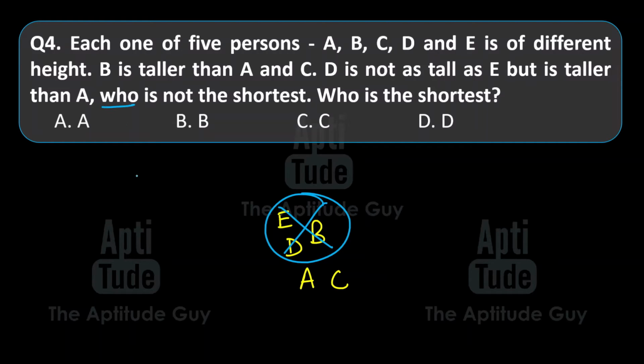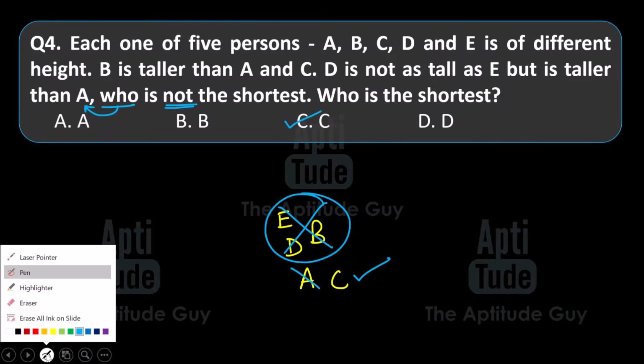Who is the who over here? I had explained this to you in another video of mine. That was a seating arrangement. There I had explained, always remember the person mentioned just before the who is always the who. So they have mentioned D is not as tall as E but is taller than A, who is not the shortest. So the question itself is telling you A is not the shortest. So A also gone. The only thing remaining is C. So the answer is of course option C. Done.